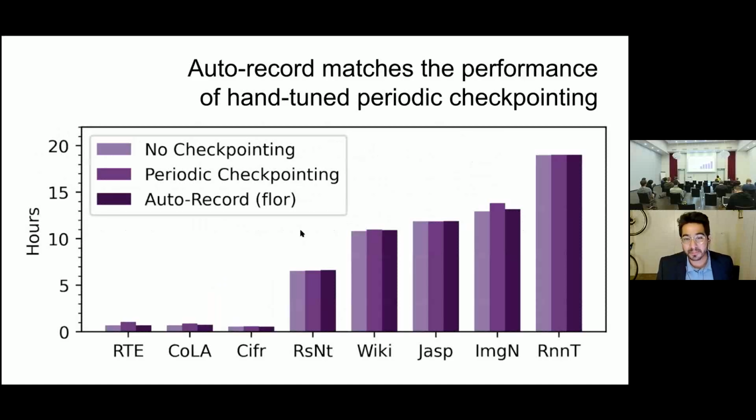In this plot, ideal looks like each group of bars having the same height. And we're very close to ideal. If all of the bars were the same, then that would mean that we're not adding overhead during recording. So the model training run runs just as quickly with or without checkpoints. The auto record, which is the bar on the far right, is the performance that we're able to achieve automatically, and it's able to match or beat hand-tuned periodic checkpointing of about once per epoch.